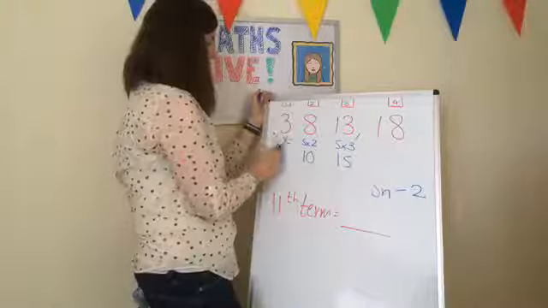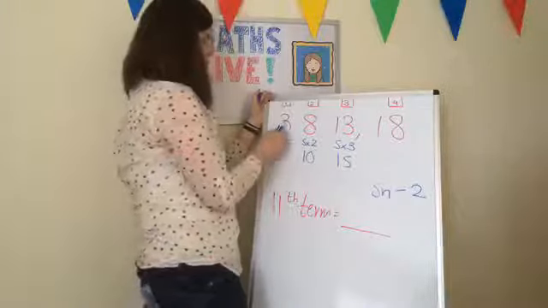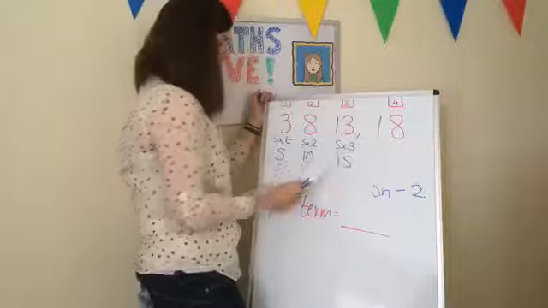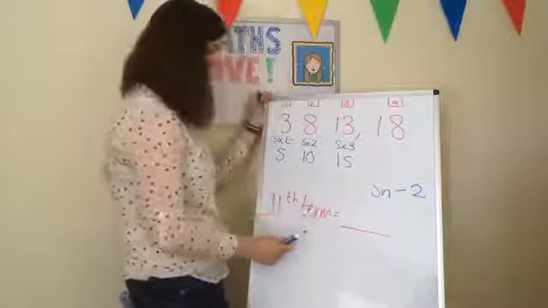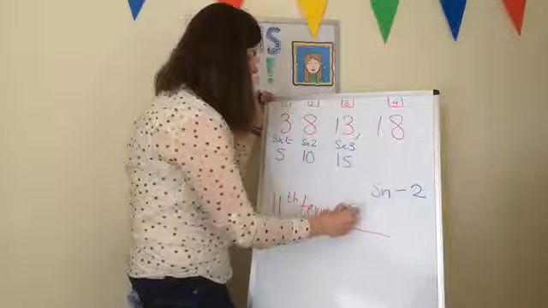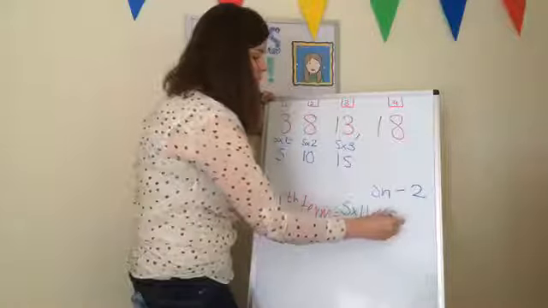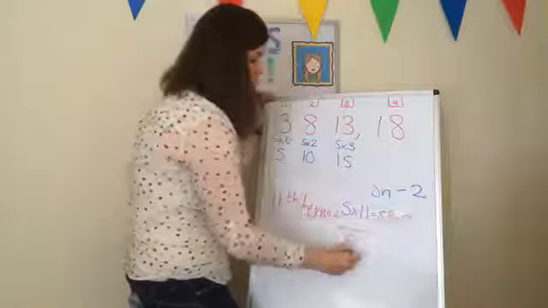So 5 times 1 is 5, take away 2 is 3. 5 times 3 is 15, take away 2 is 13. So if we put in the 11th term, that will be 5 times 11, which is 55, take away 2, which is 53.